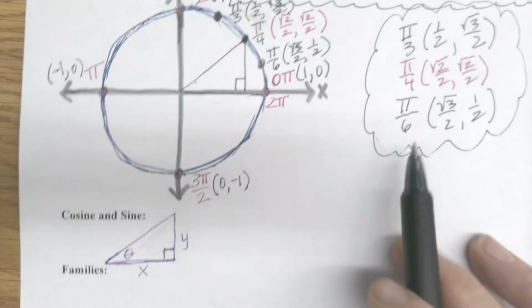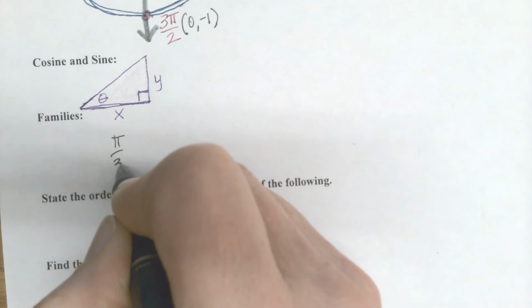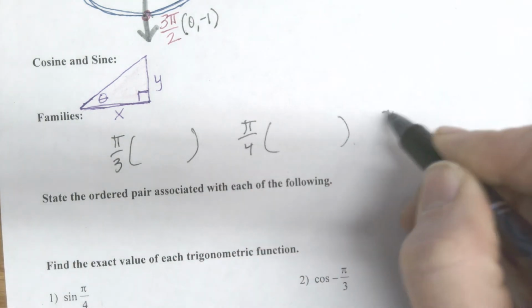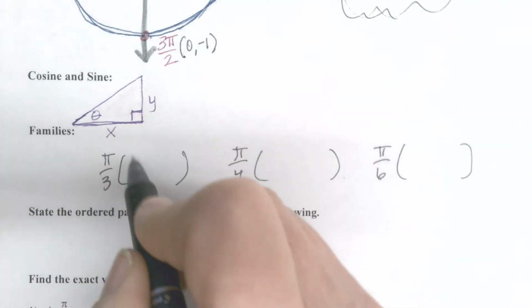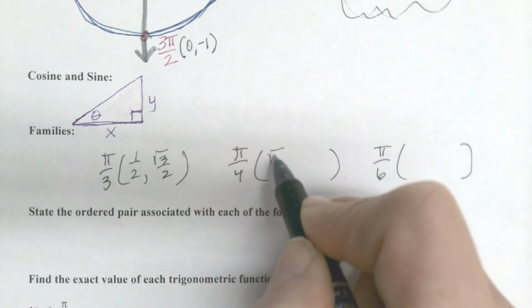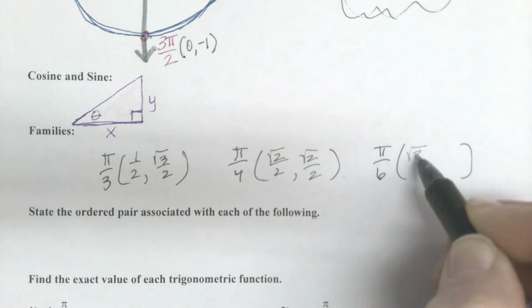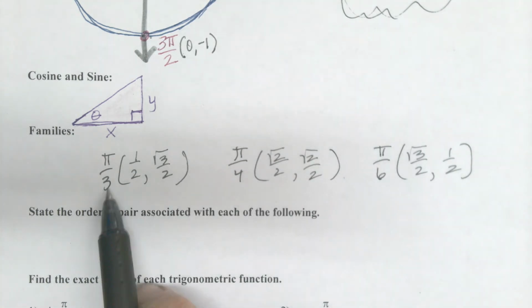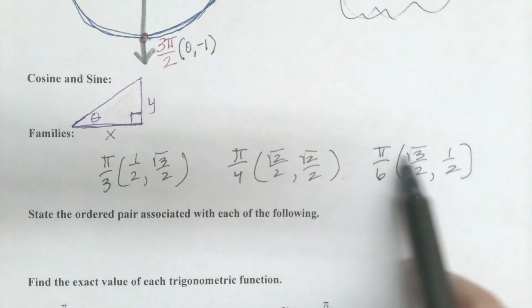So my families, I'm just going to copy those down here. My families, like I said, are pi over 3, pi over 4, and pi over 6. And I'm just copying down the values that I found. I found pi over 3 is 1/2, the square root of 3 over 2. Pi over 4 is square root of 2 over 2, square root of 2 over 2. And pi over 6 is square root of 3 over 2, 1/2. These are very important things that you're going to have to remember. We're going to revisit these families over and over and over again, and you need to memorize these.